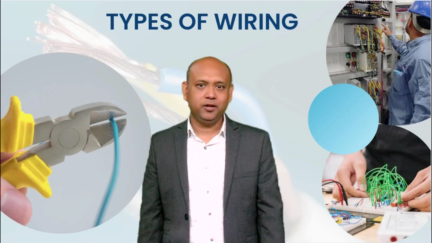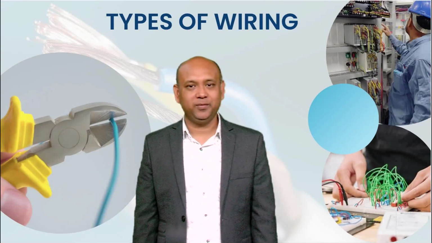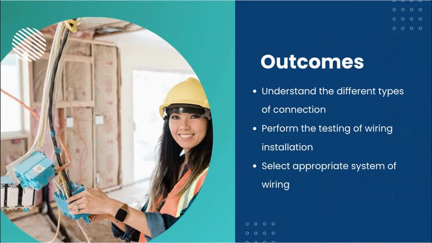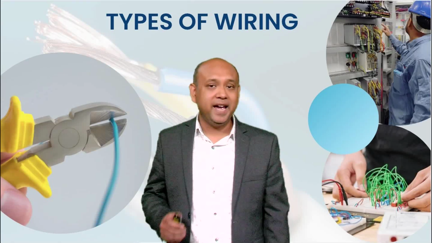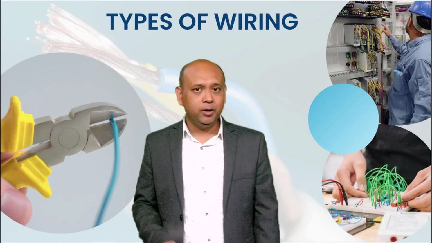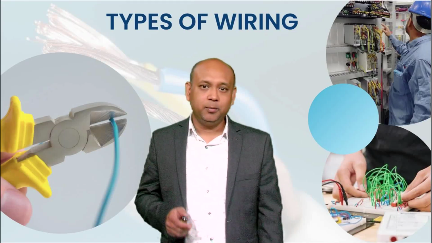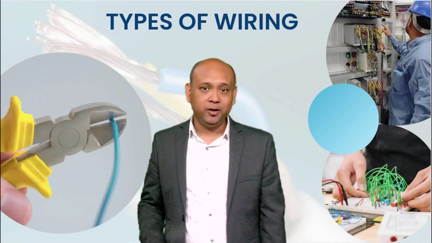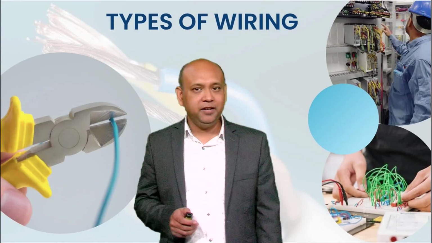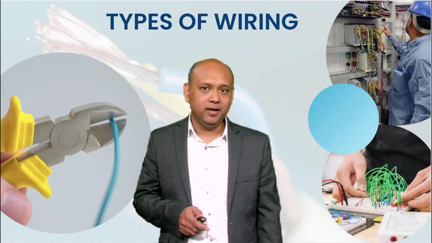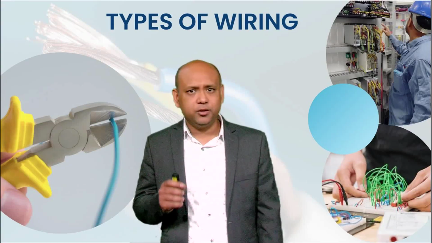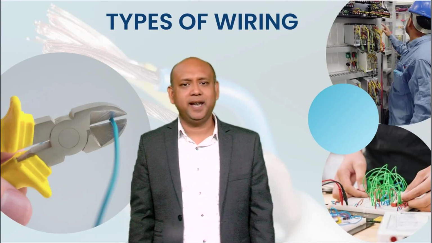This is the third lecture of module 7 on electrical house wiring. In this lecture, we will explore the various connection schemes used in house wiring, various tests performed in new installations and different systems of wiring used. So by the end of this lecture, you should be able to understand the different types of connections used in house wiring, perform the various tests required in a new installation, identify and select the appropriate wiring for given case. With these objectives in mind, let us begin the lecture.